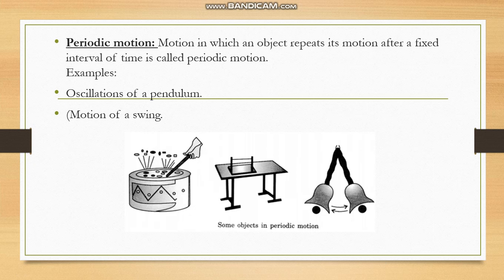Periodic motion. When an object repeats its motion after a fixed interval of time, it is said to be undergoing periodic motion. Examples: oscillations of a pendulum, motion of a swing, etc.